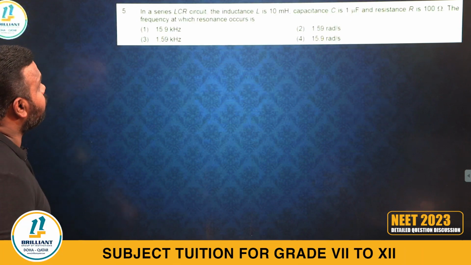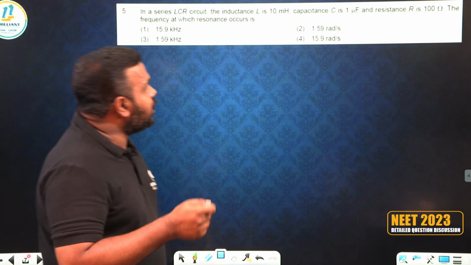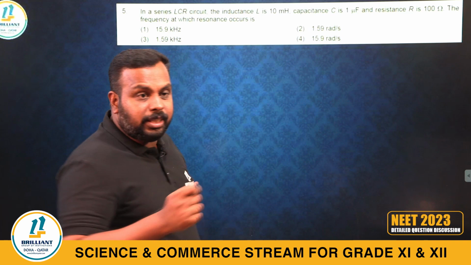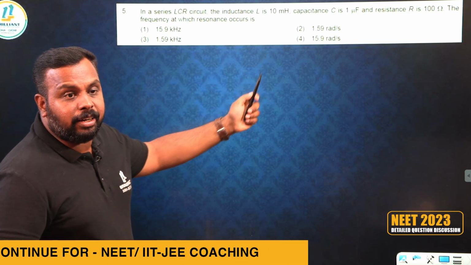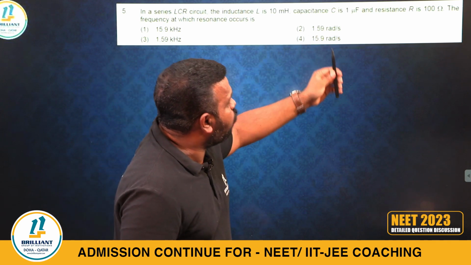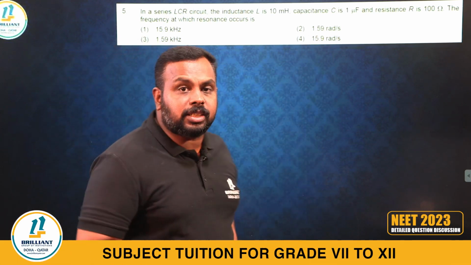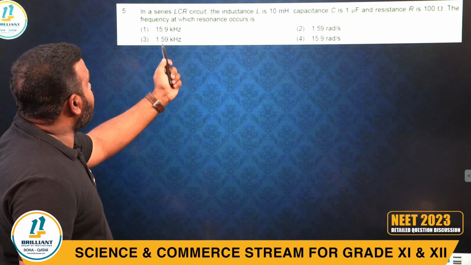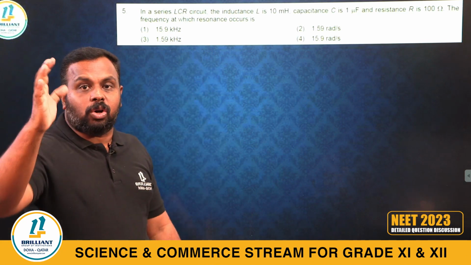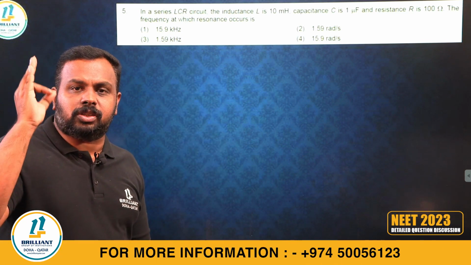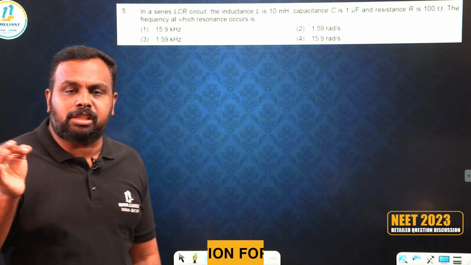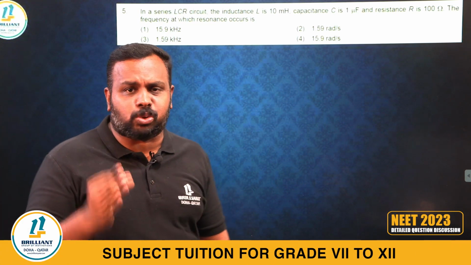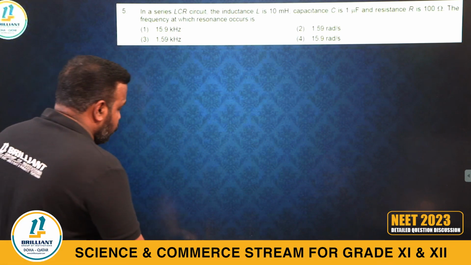Question number 5. In a series LCR circuit, the inductance L is 10 millihenry. The capacitance C is 1 microfarad. The resistance R is 100 ohm. The frequency at which resonance occurs. You know that it's a direct question. Resonance frequency. From which chapter? Alternating current, class 12. What is the formula for resonance frequency?